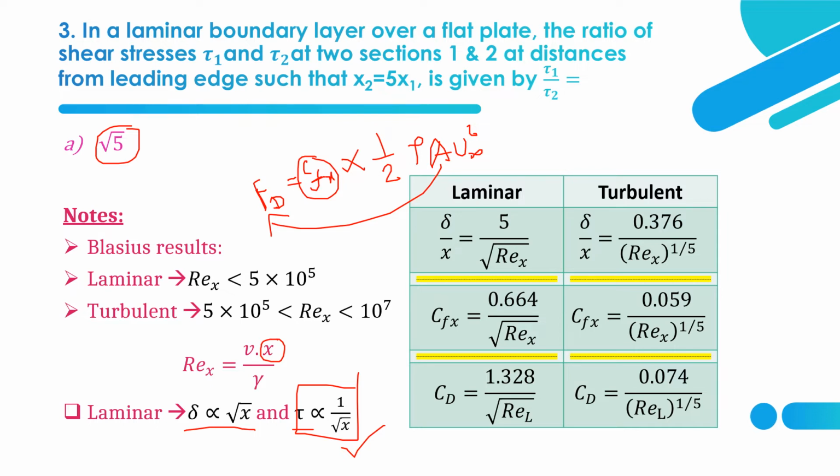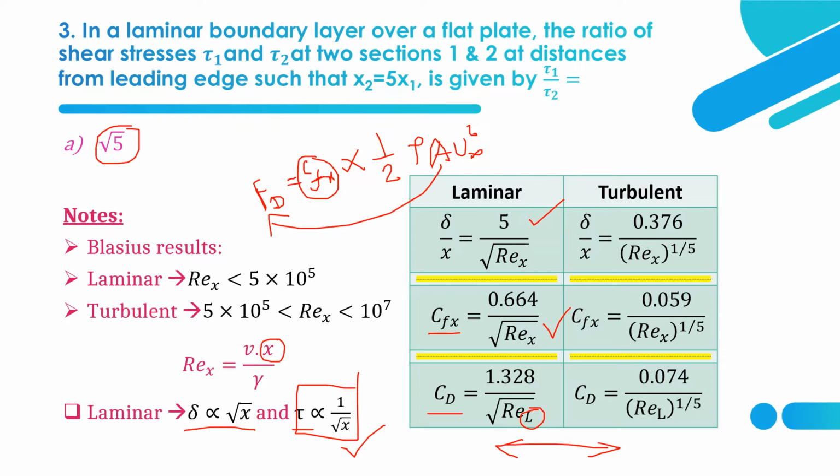Here we have studied about the boundary layer thickness with respect to laminar flow, and how it is varying with the Reynolds number. Next we have studied about the Cfx, or we can directly say shear stress, that is shear stress is equal to Cfx, that coefficient, into half into rho u squared. And next is the drag force or drag coefficient. So that drag coefficient is given by 1.328 divided by root RL. So here L is given. Why? Because we are taking the total length of the flow, not at some section x.